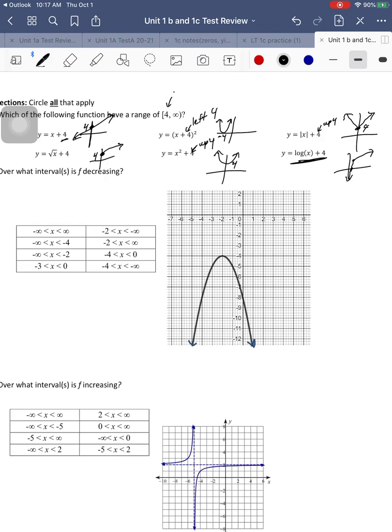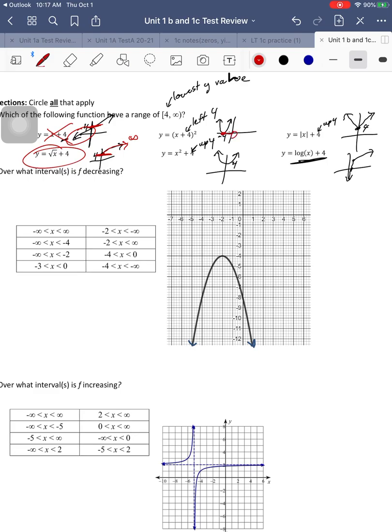Looking at range of 4 to infinity. 4 means the lowest y value on the graph. So the lowest point of the graph is going to be at the y value of 4. Well, on our first one, 4 is right here. This portion of the graph is lower, so that can't be right. On this one, the lowest point of the graph is at 4, and then it continues up to infinity. So that's one of them.